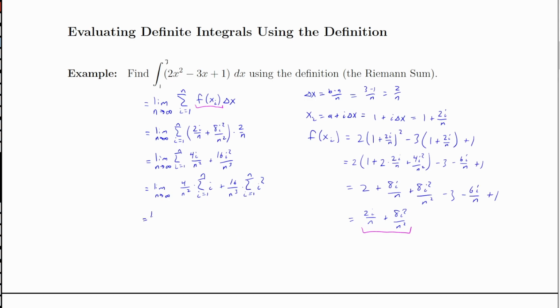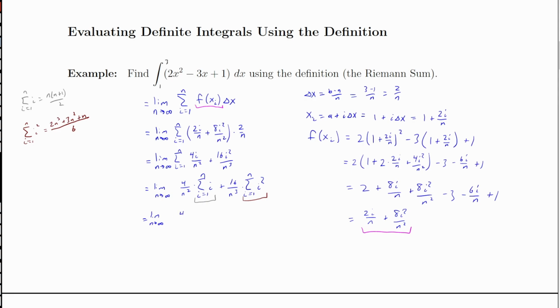Okay. Now what I'm going to do is use these formulas that we had from 5.1. One of the formulas was the sum from 1 to n of i is n times n plus 1 over 2. Okay, so I'm going to use that here. One of the other formulas that I had was that the sum from i equals 1 to n of i squared is 2n cubed plus 3n squared plus n all over 6. I'm going to use that here for the sum of i squared.